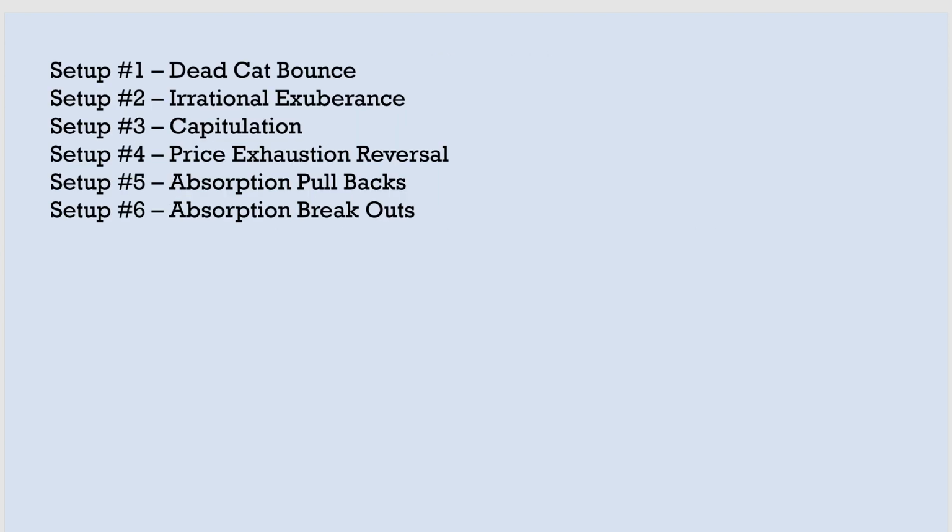Alright, so the 6 setups I'll discuss here: setup number 1, the dead cat bounce. Setup number 2, irrational exuberance. Setup number 3, capitulation. Setup 4, price exhaustion reversals. Setup 5 is absorption pullbacks. And setup 6 is absorption breakouts.